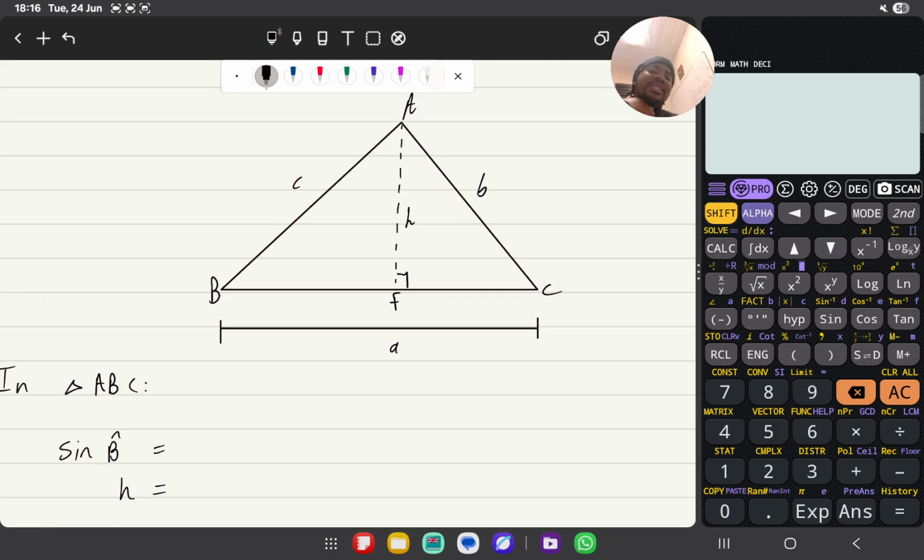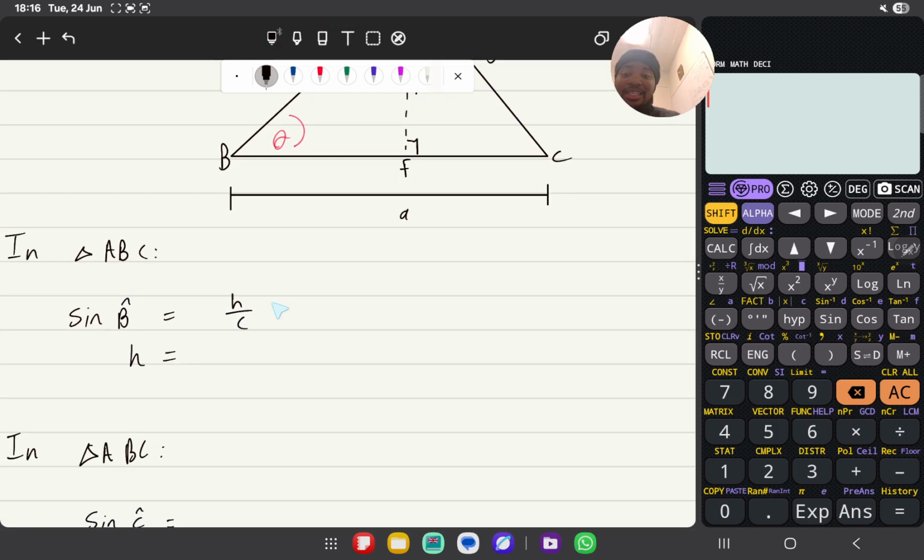So we are here. This is sine B. B is theta, and then sine B is what? Opposite over hypotenuse. So it's going to be H over C. To write H as the subject of the formula, multiply by C. The C cancels on that side, then you have C sine B.